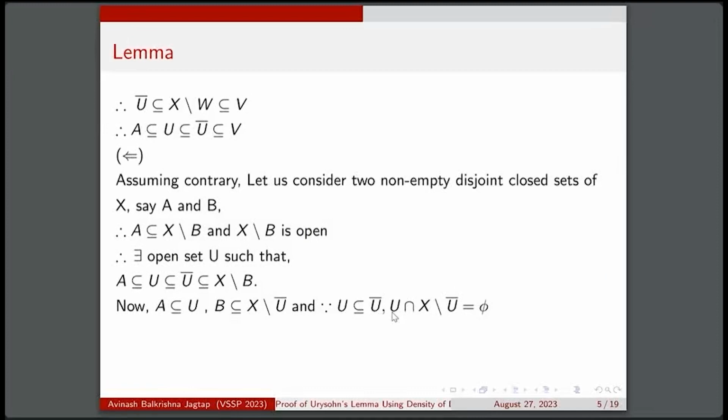Now B complement is a superset of U closure. So therefore, B is a subset of the complement of U closure, and U closure is closed. So that's why U closure complement is open. And again, U intersection with U closure complement is empty. So what we get are two open sets, U and the complement of U closure, such that one contains A and the other contains B, and both are disjoint. So we proved that X is normal.